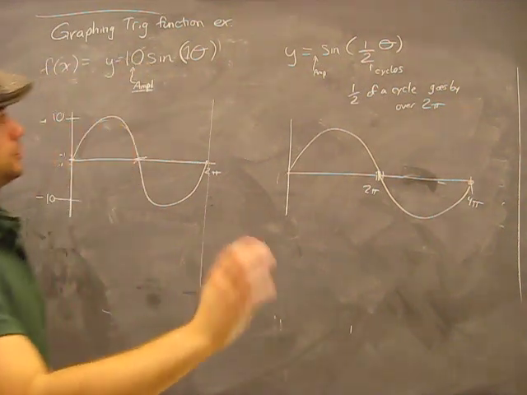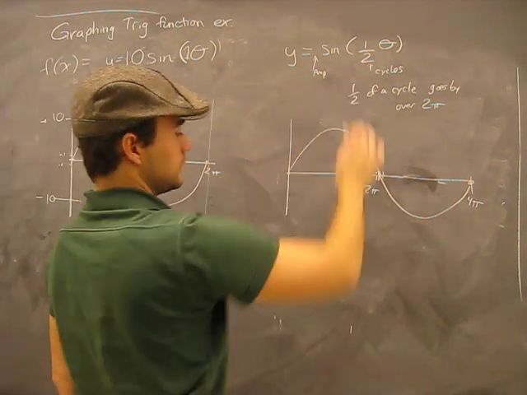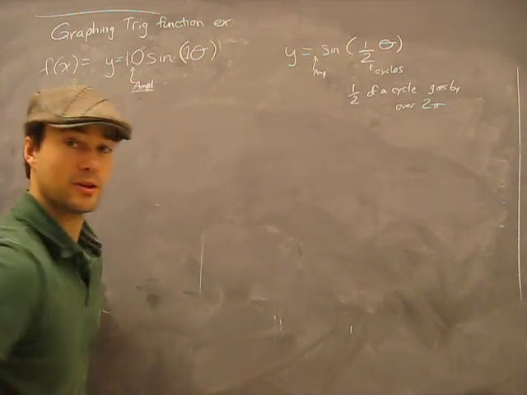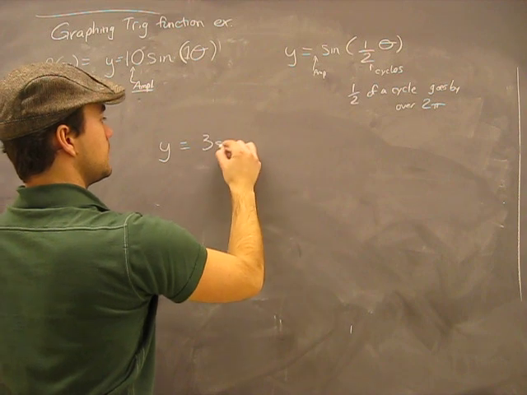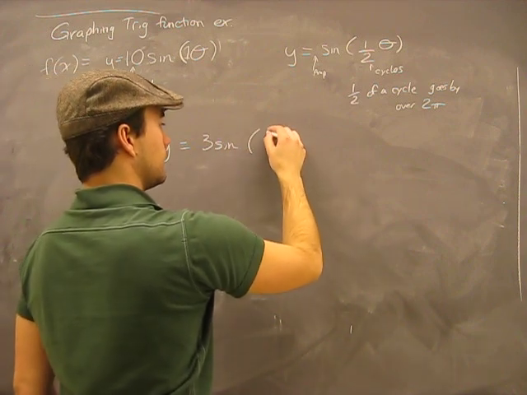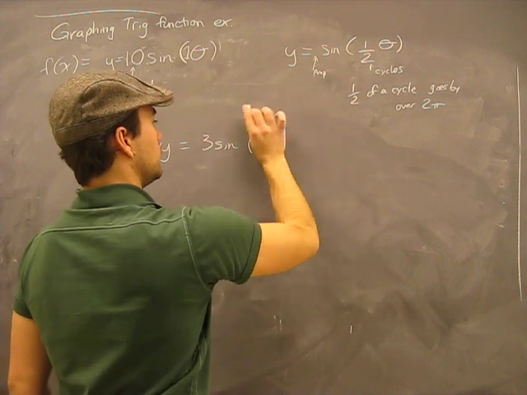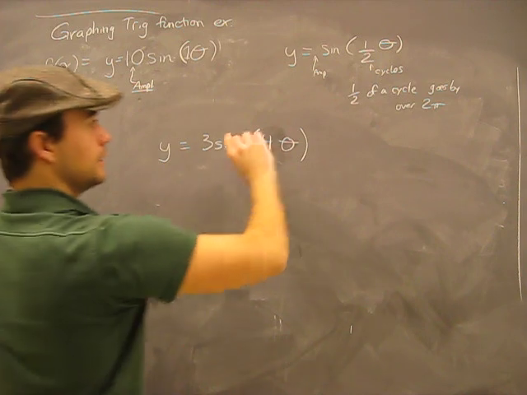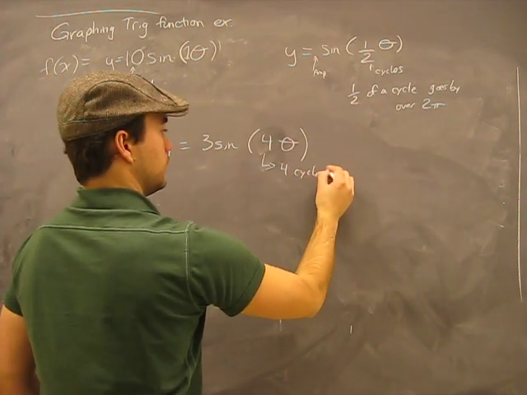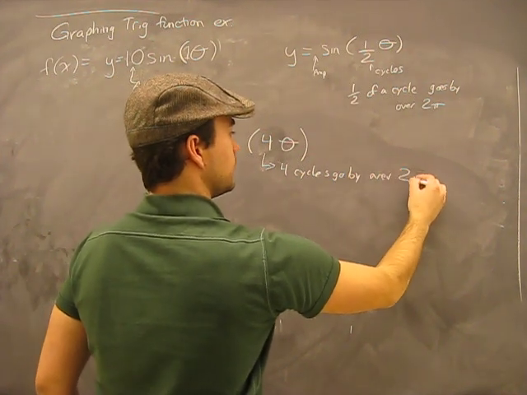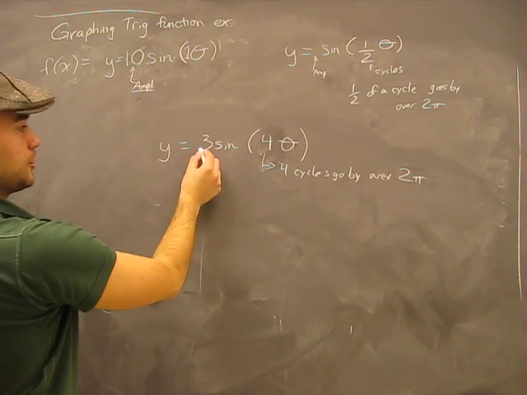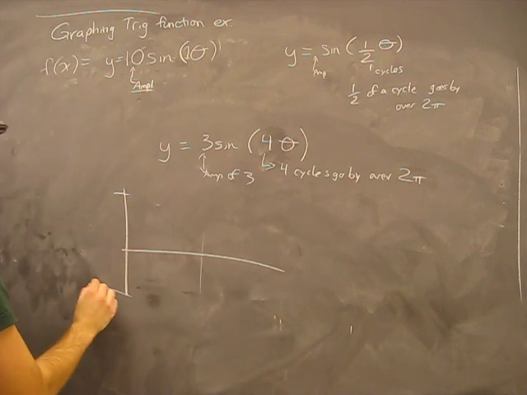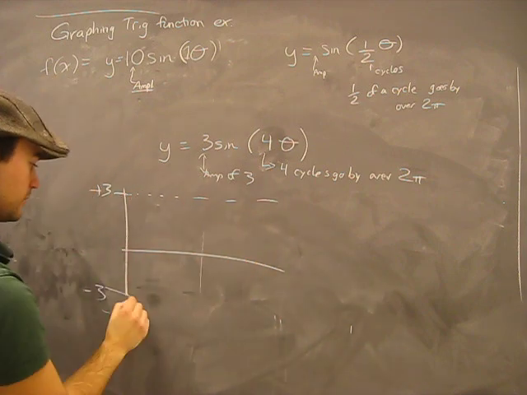So this little short video is dealing with amplitude and cycles. Quick little example of using both. I'm just making this up on the spot. Y equals 3 sine 4 theta. What do we have? Well, this means that 4 cycles go by over the course of 2 pi radians. Oh, that's going to be tight. And this shows an amplitude of 3. Minus 3 and plus 3 will be the tops and bottoms of our graph.